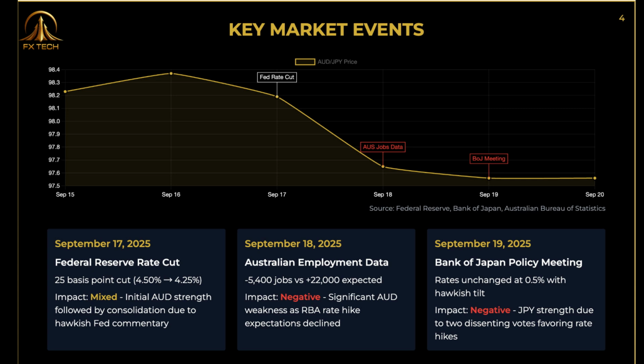You can clearly see the impact on our chart, with the pair dropping sharply following this release. Finally, on September 19th, the Bank of Japan held its policy meeting, keeping rates unchanged at 0.5% as expected. However, the meeting revealed a hawkish tilt, with 2 board members voting for a rate hike to 0.75%. This strengthened the Japanese yen and put further downward pressure on the AUD/JPY pair.